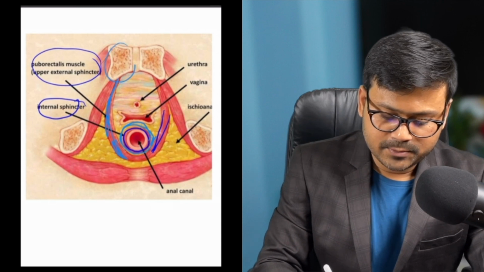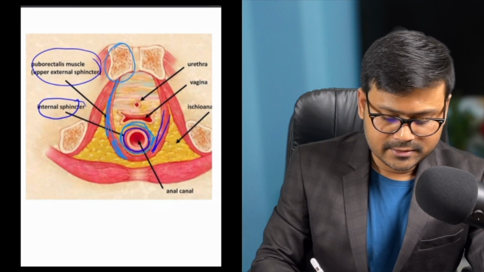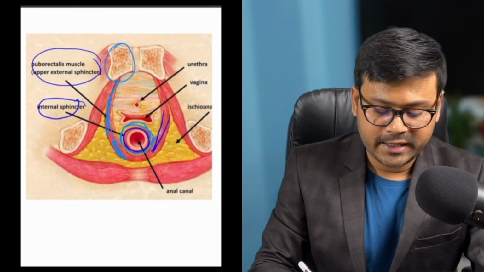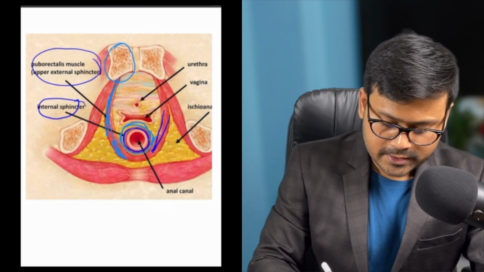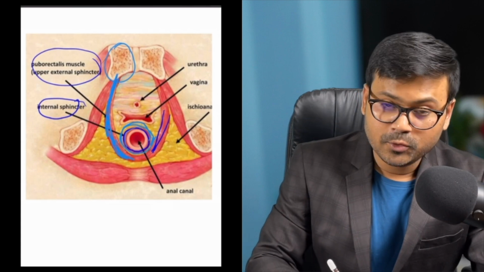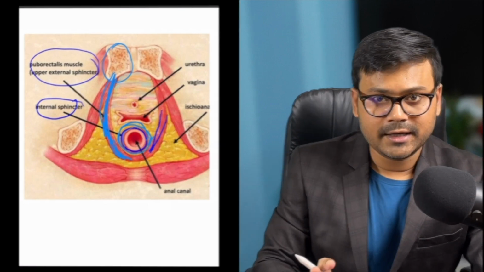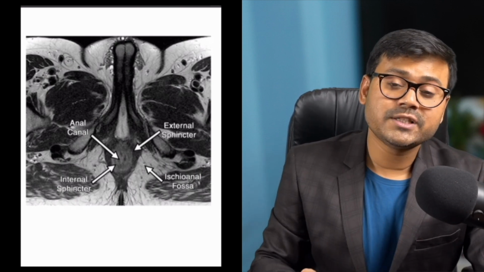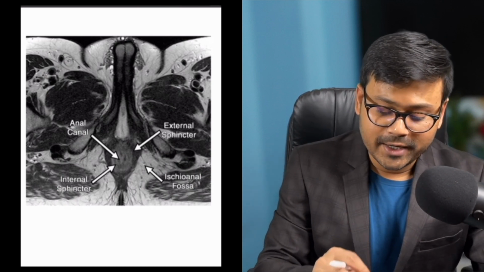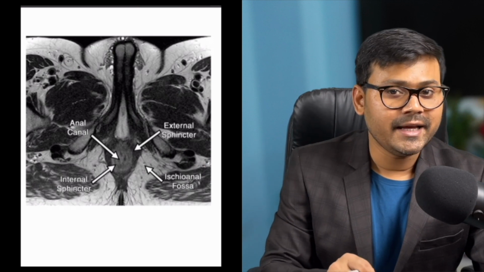Pubo, because this is the pubic bone, and rectalis, I mean puborectalis or puboanalis, whatever you can say. This is the anal canal, and so pubo and rectal, the puborectalis muscle. Okay, clear? Now we will have a look at the MRI image, the same image. It was schematic before, and we will have a look at the original picture in MRI.